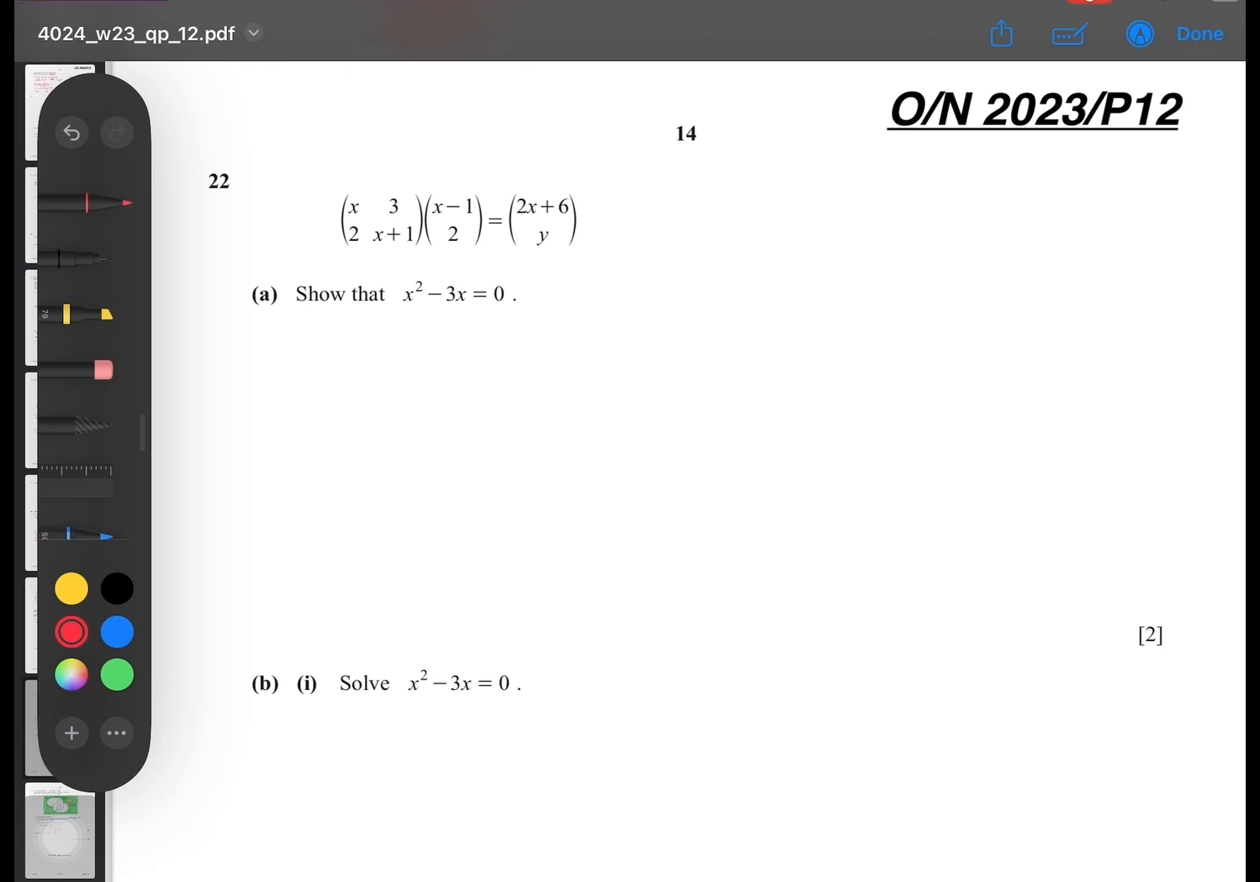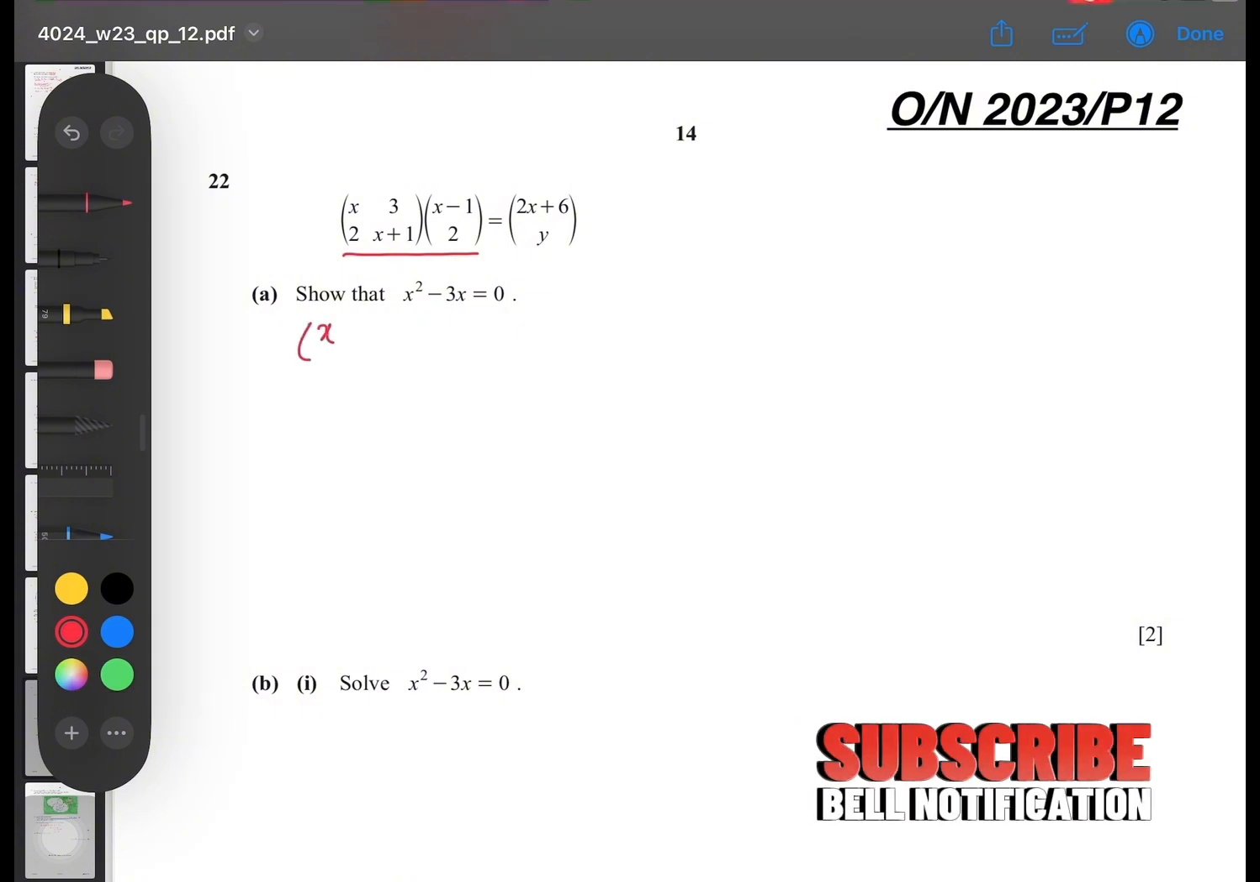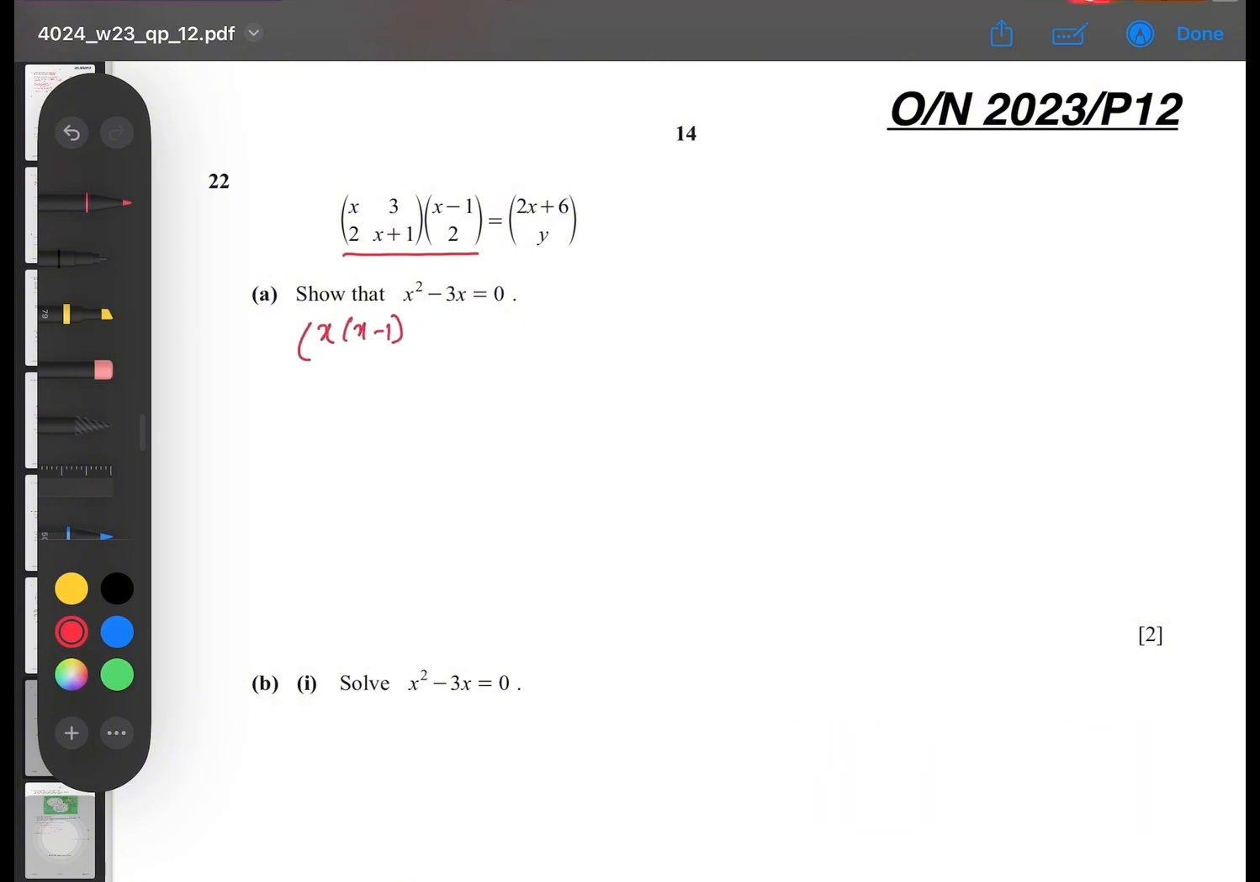Question number 22. We are given the matrix. Part A: show that x square minus 3x is equal to 0. So we will multiply the matrix. So it will be x into (x minus 1) plus 3 into 2. In the second entry, 2 into (x minus 1) plus 2 into (x plus 1).